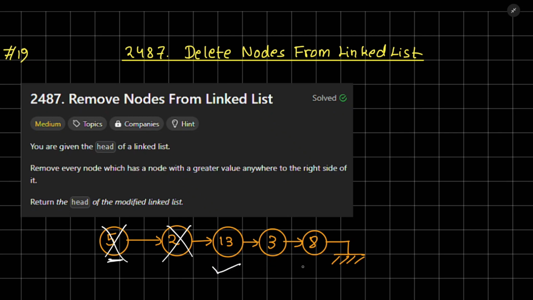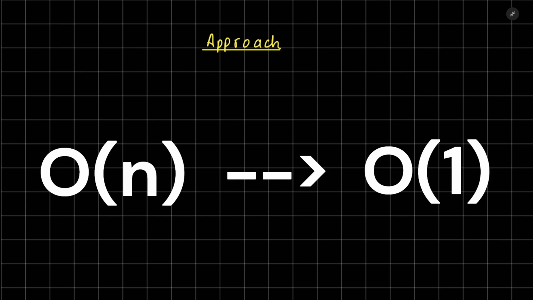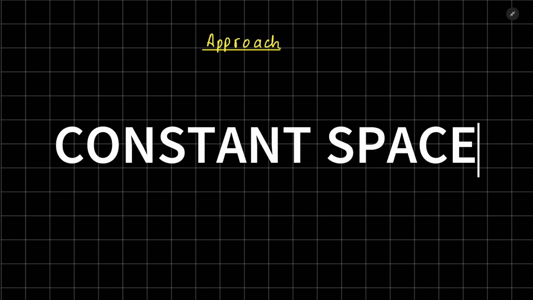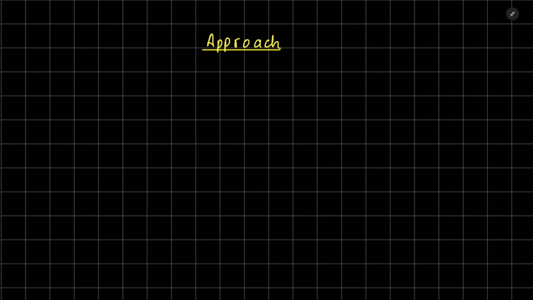And for 3 we have this 8 which is greater than 3, so we will remove this. What we are left with is 13 and 8. So that would be our answer for this example. I will be showing you two approaches to solve this problem. The second approach will decrease the space complexity from O of n to O of 1, that is, constant space. So let's see the first approach.